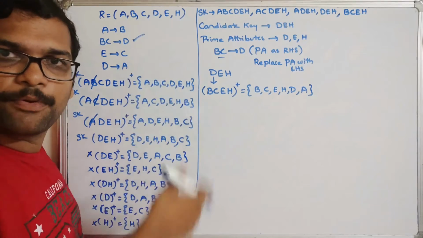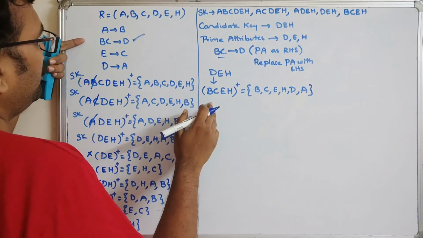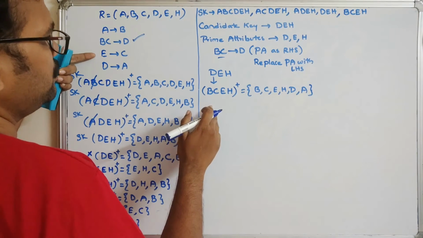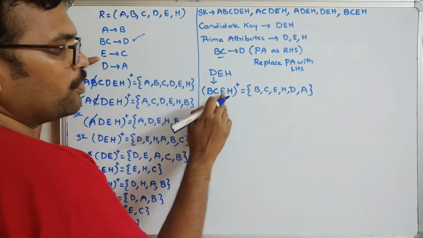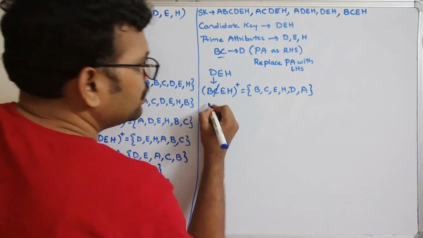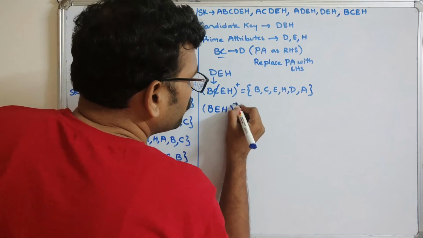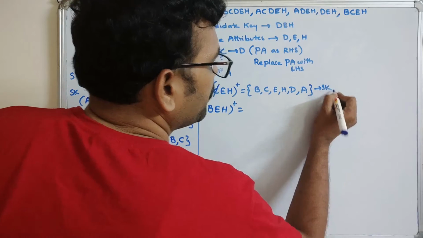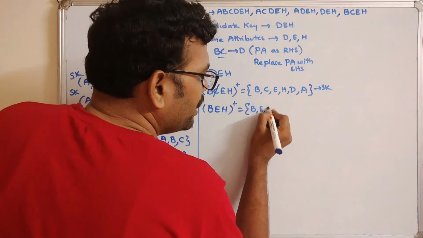So we have to repeat the same process. So reduce this one. So from here, anything we can reduce. If you know E, we can determine C. So C can be removed. So simply we can use B, E, and H. So find out the closure for this one, and this is a super key. B, E, H. So go with B, E, and H.